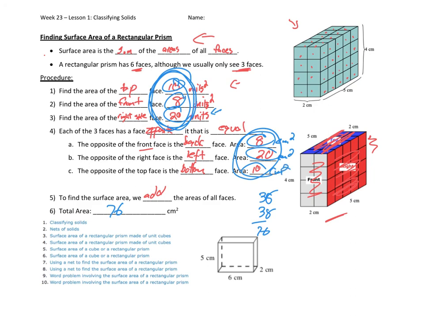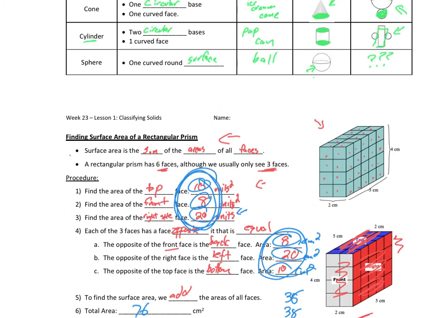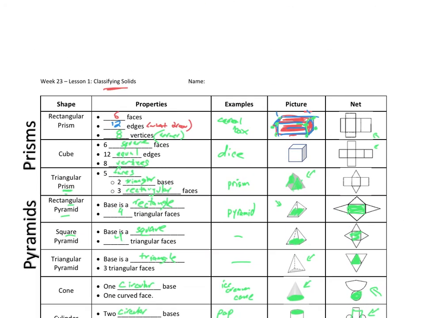All right, that's an intro into finding surface area of rectangular prisms. We'll spend more on that tomorrow, and on classifying solids.